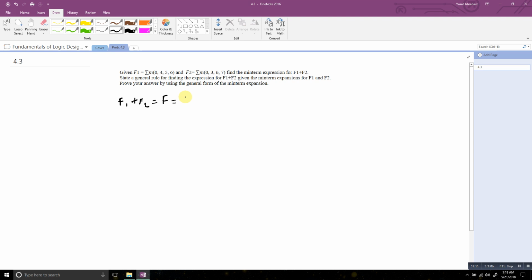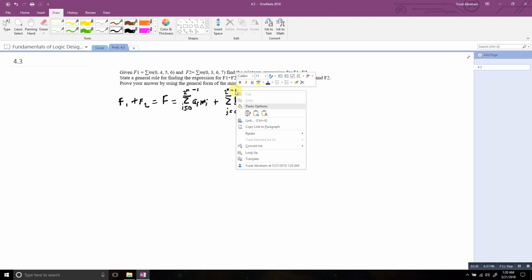Now, they want us also to prove this. So I'm gonna do a little combination of both on this one. So the sum of minterm i, with i equals 0 to 2 to the n power minus 1, plus, and this will be my F1, the F2 will be, let's make this a j, where j equals 0 to n minus 1.